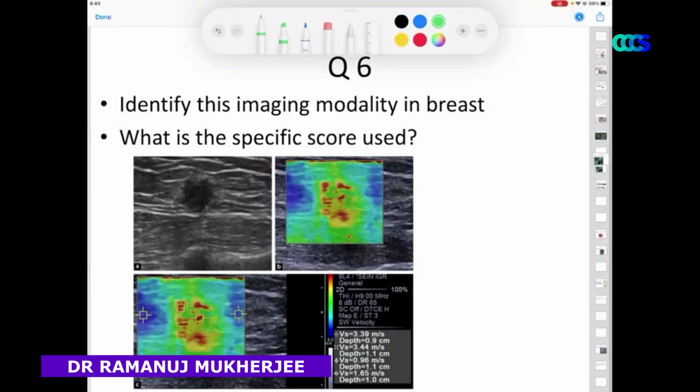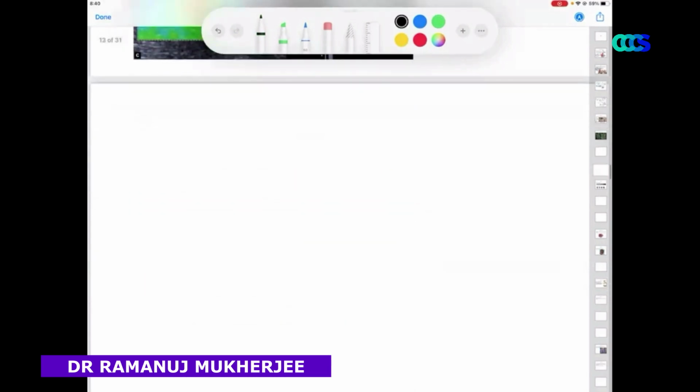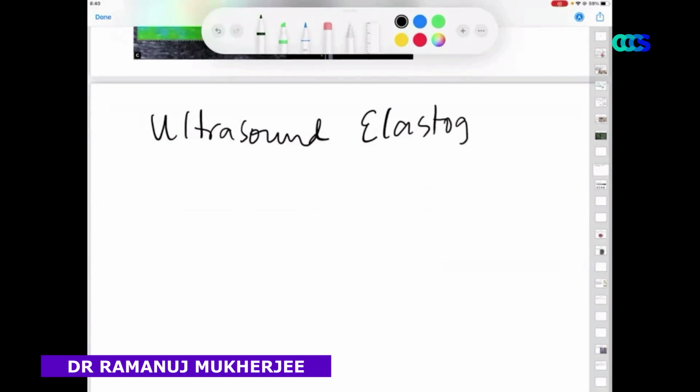What is this? Ultrasonography. Very good, sir. Anything that is beyond an ultrasound? Elastography. Excellent. Very good. So that means, what is this one? This is technically called an ultrasonography or an ultrasound elastography. Okay.